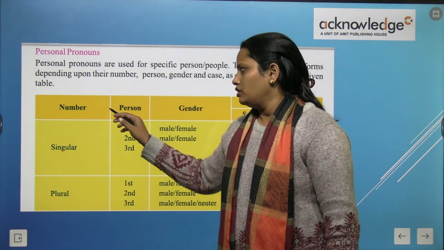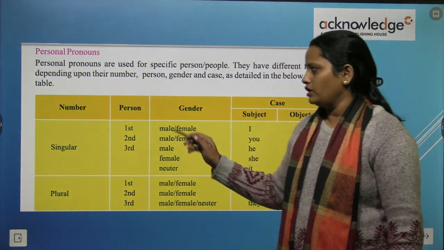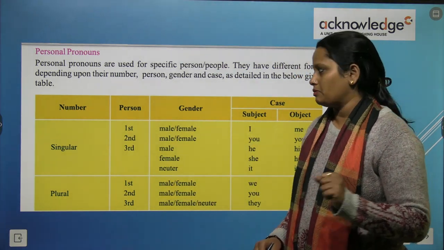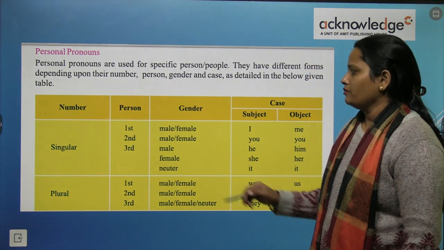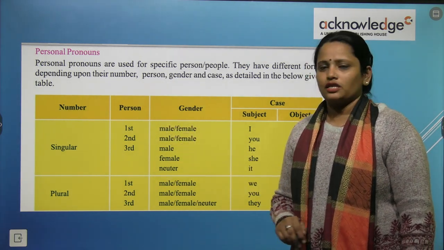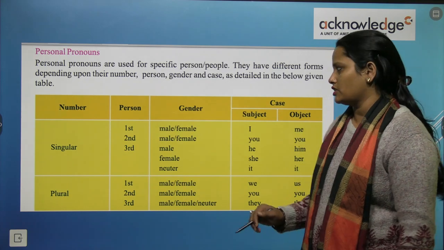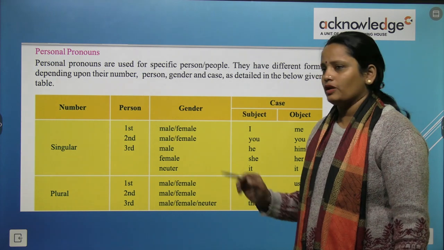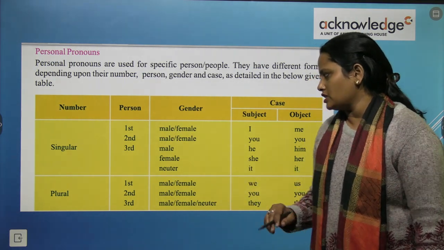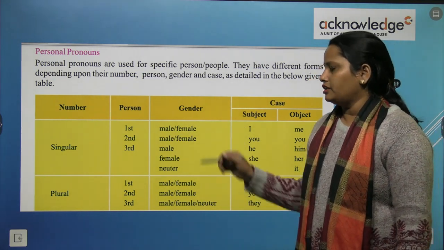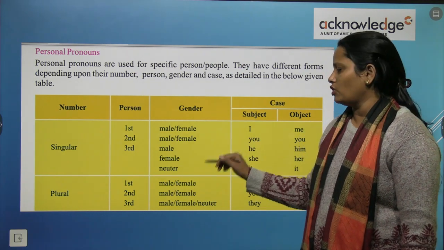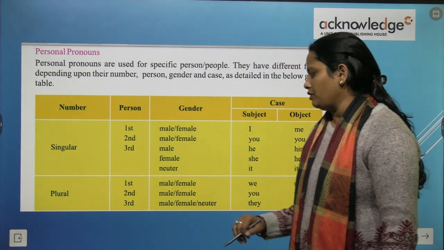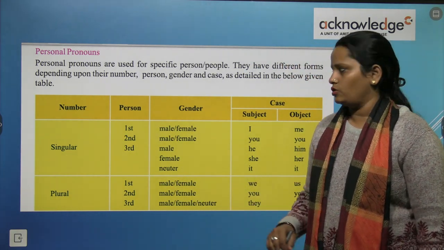Now here the first column is of number in which we are talking about singular and plural. So यहाँ पे हम singular और plural दोनों के बारे में पढ़ेंगे. First is person. Person में first person, second person and third person, and here also first person, second person and third person. Now let's see about the gender. First person में male female कोई भी हो सकता है. Same second person में male female कोई भी हो सकता है. And third person में male भी हो सकता है, female भी हो सकता है और कोई neutral gender means कोई non living thing भी हो सकती है. Same here, male female, male female, male female and neutral.